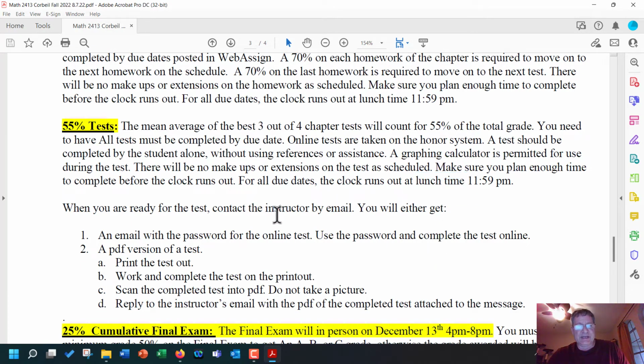When you're ready for the test, the first test especially, you're going to have to contact me by email. That is for me to identify you as a student. Occasionally, I will ask you to come into WebEx and show me your ID before you take the test. We're just checking on students and making sure that the right student is taking the right test, sort of thing.